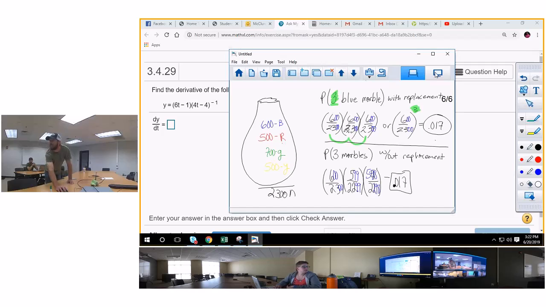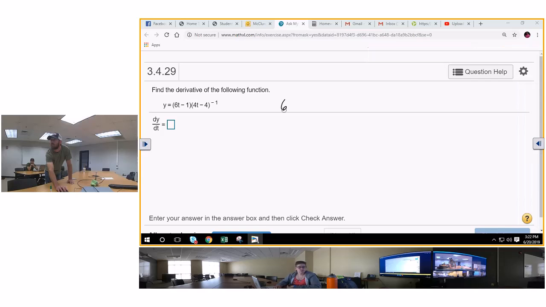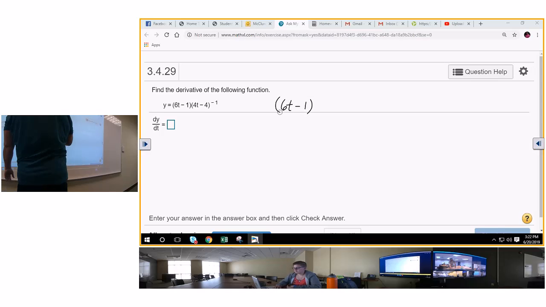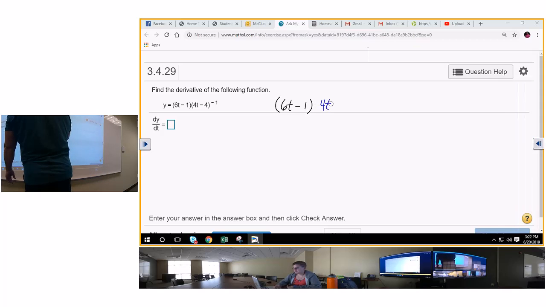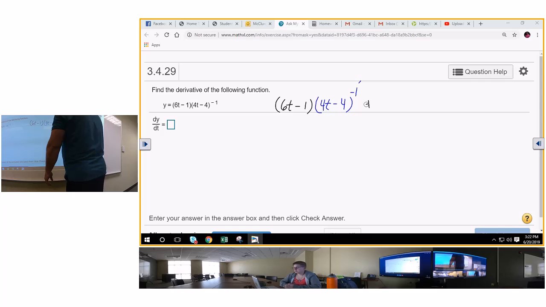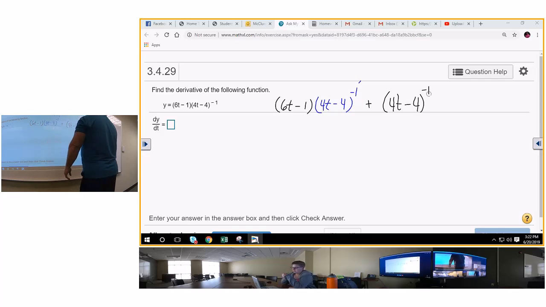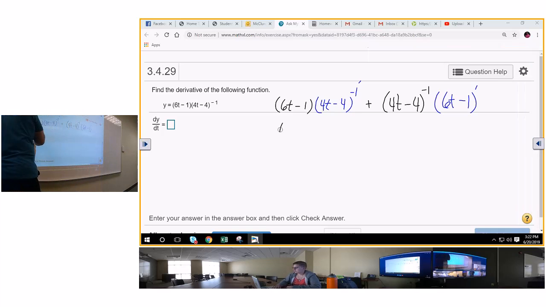Get that. First times the derivative of the second. So that's going to be (4t minus 4) to the negative 1, and I'm going to put a prime there. Plus the second times the derivative of the first, (6t minus 1).